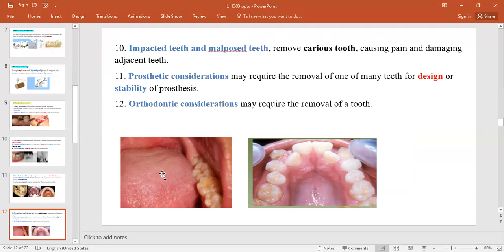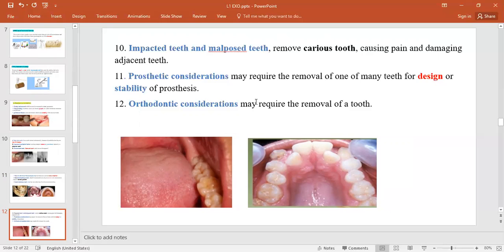Impacted tooth. If you have an impacted third molar, painful, or with pericoronitis and other disease, we must extract it. And a painful carious tooth, we must extract it also. Malposed tooth: if the tooth is not in its normal position and causes an aesthetic disturbance, we must extract it.